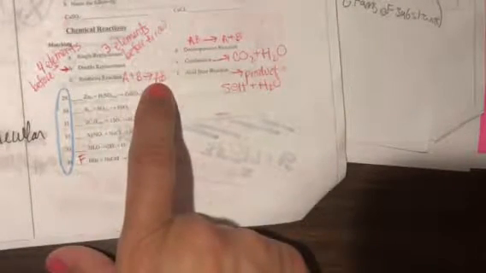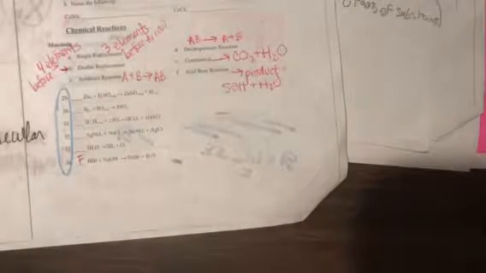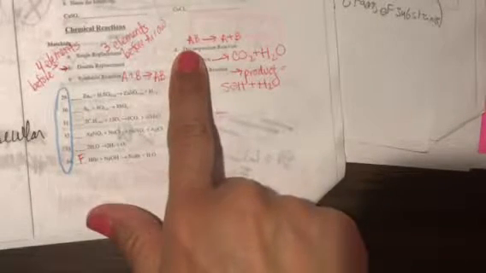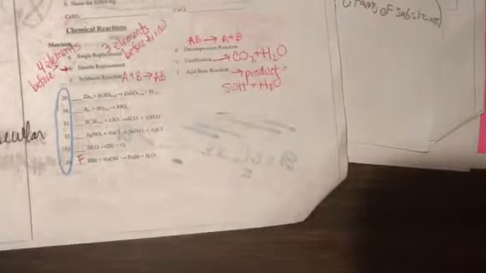Synthesis means you're making something. So A plus B, after the arrow, you have AB. They joined. Decomposition, something broke up. So it's a breakup. A and B are together before the arrow. After the arrow, they are now separated.